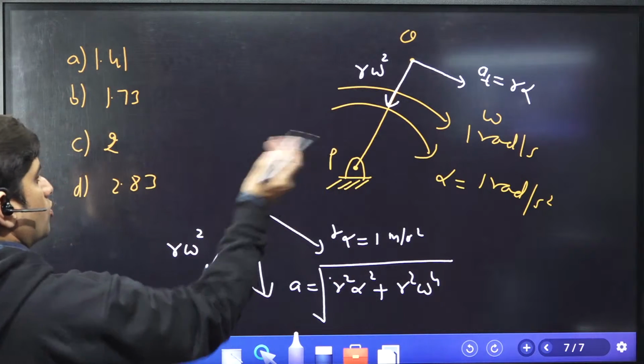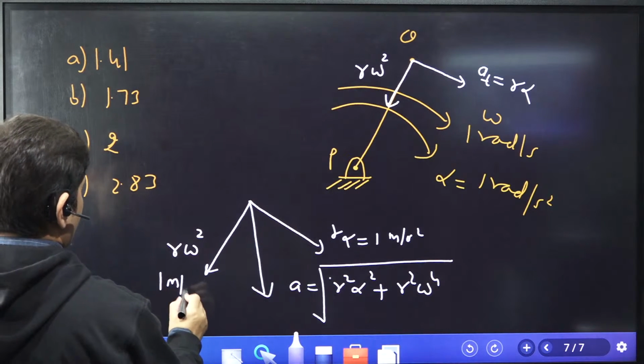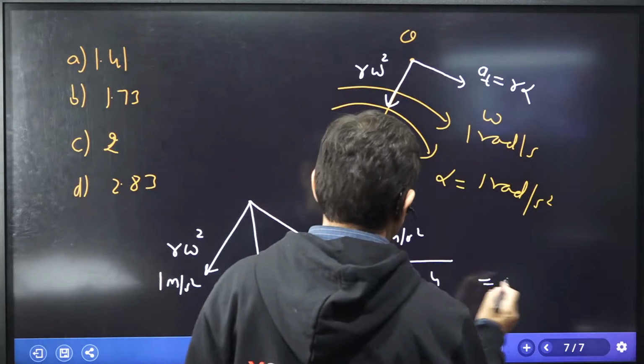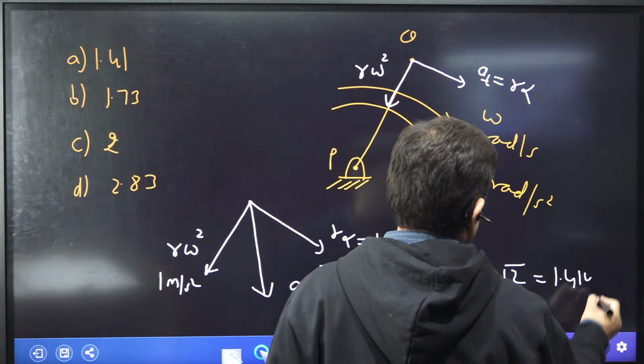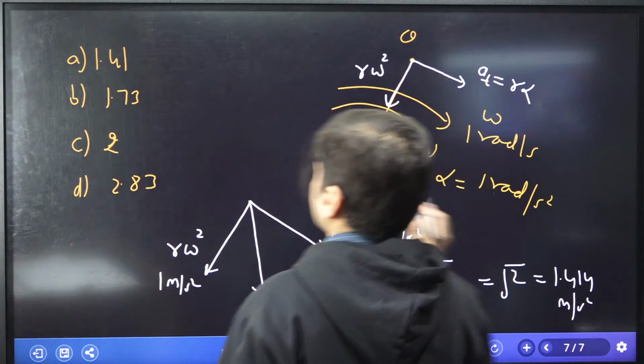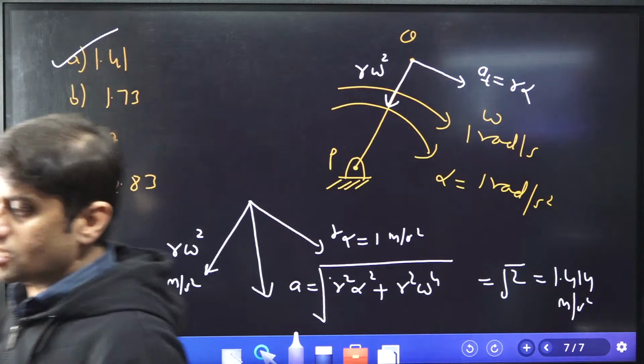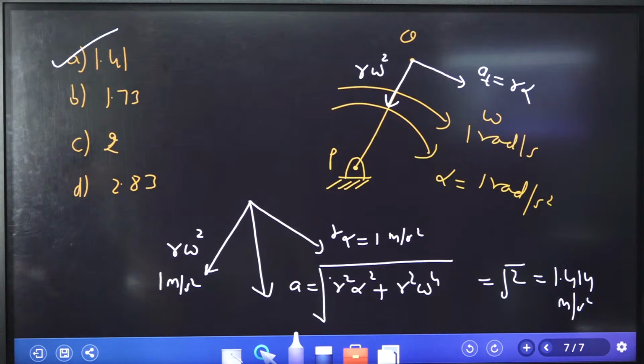r omega square: omega is also 1, this is also 1 meter per second square, so this comes out to be root of 2, 1.414 meter per second square. So the answer for this question will be something like this. I'm sure you people have calculated this value. This is clear to us.